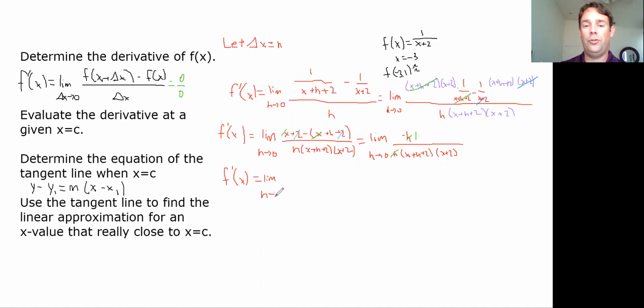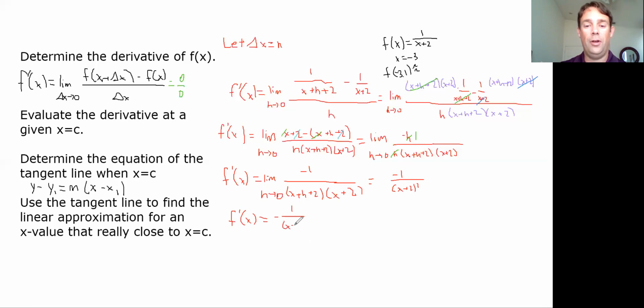So h approaches 0. We have a -1 up top over x plus h plus 2, and x plus 2. And if we plug our 0 in there, we end up with -1 over (x plus 2) squared. So there's our derivative. It's going to allow us to figure out the slope at any point.